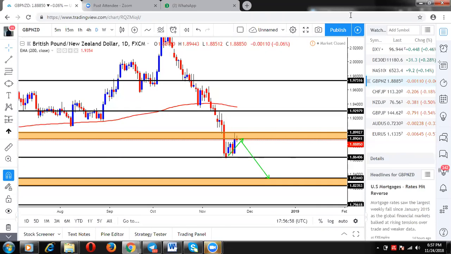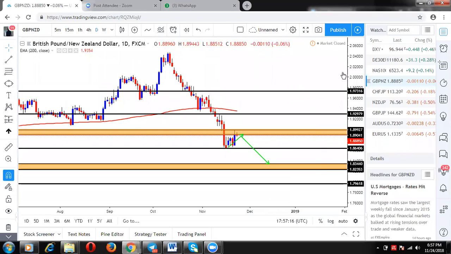Okay, let me see if there's any other question. There's a red line running through the chart. Forget about the red line. It doesn't mean anything. It's just to show the direction. It's called EMA. It shows the direction of the trend. Any other question? We're about to log out.